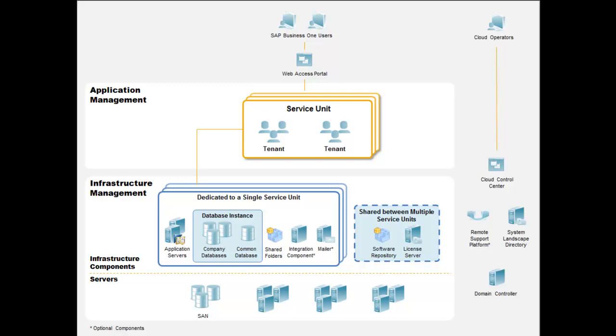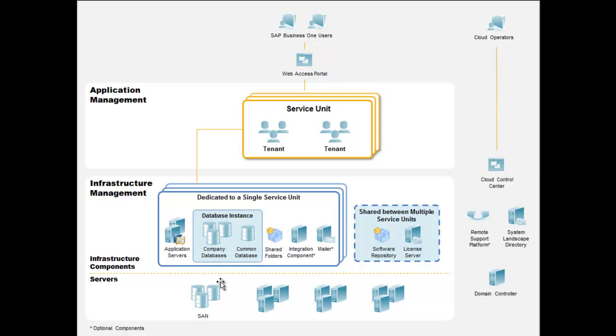Then you share between multiple service units two components. The software repository, which is where we store all of the applications for installation, and you share the license server so that the cloud partner could have a license server with 1,000 professional users, and then they choose to allocate 5 to this service unit, 5 to that service unit, or inside that service unit they might allocate 10 to the service unit, and then they'll allocate 3 professional users to tenant 1, 2 professional users to tenant 2, and so on.